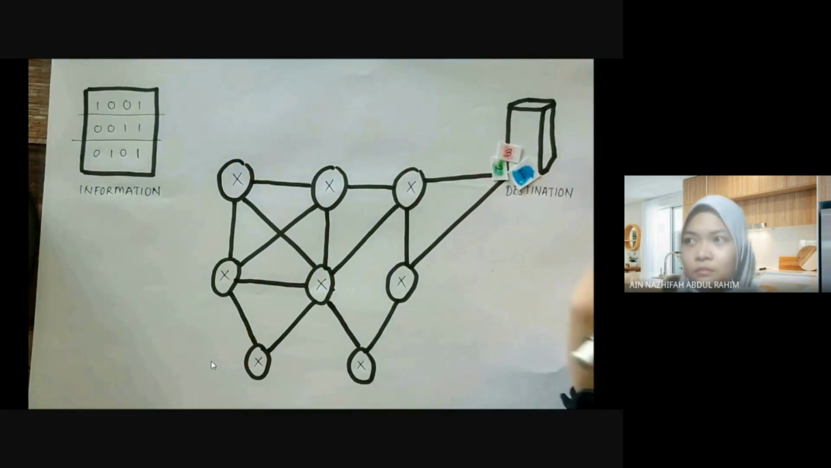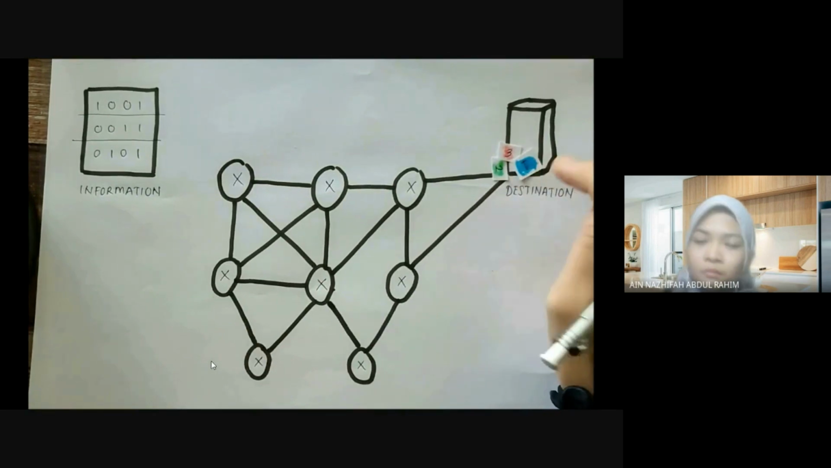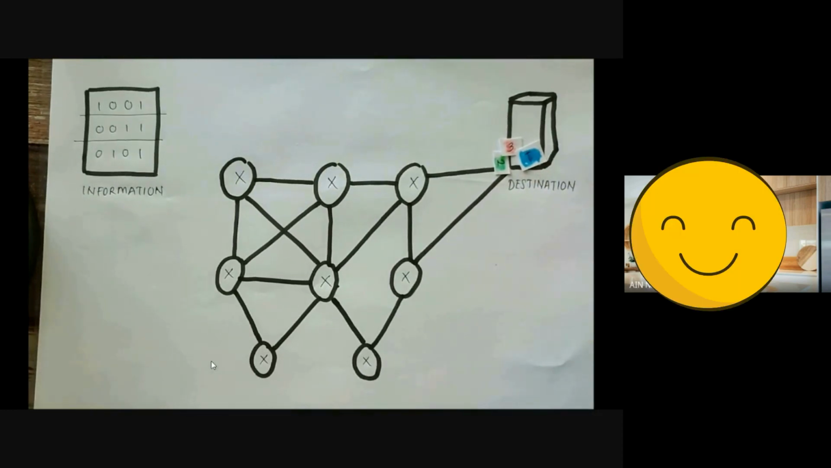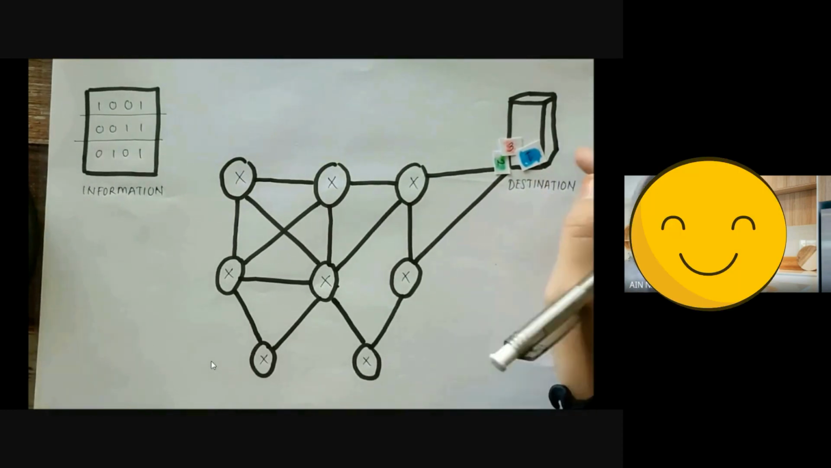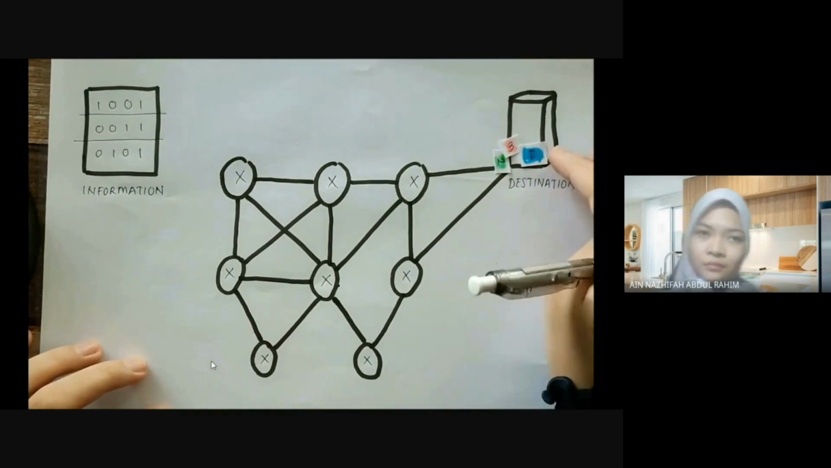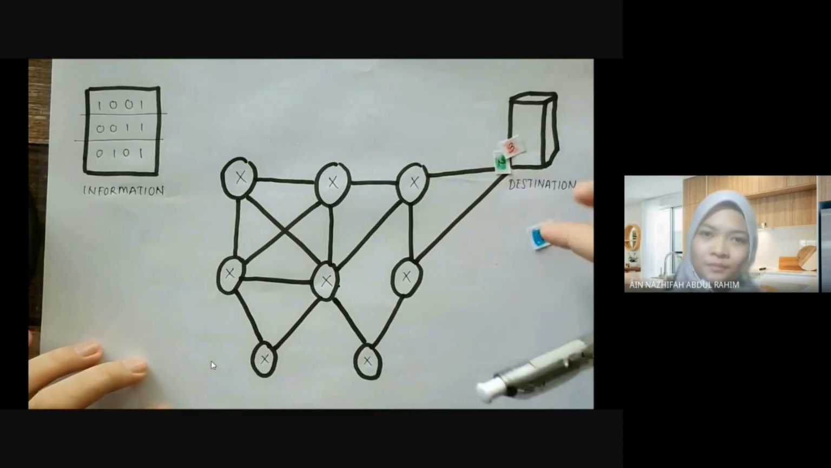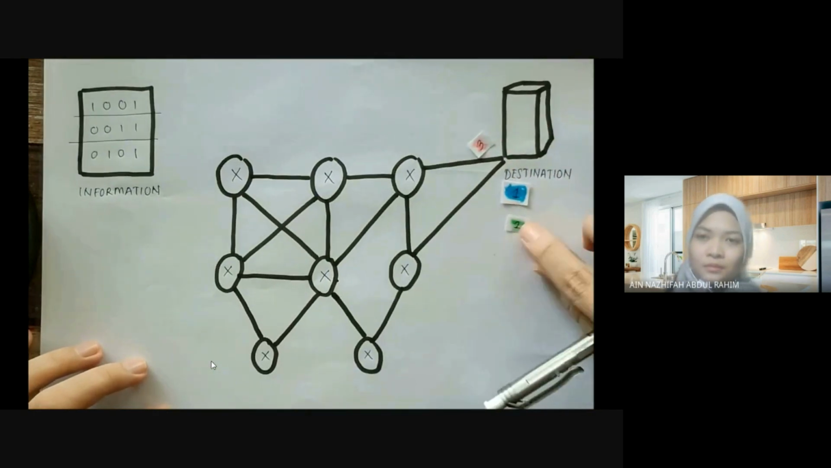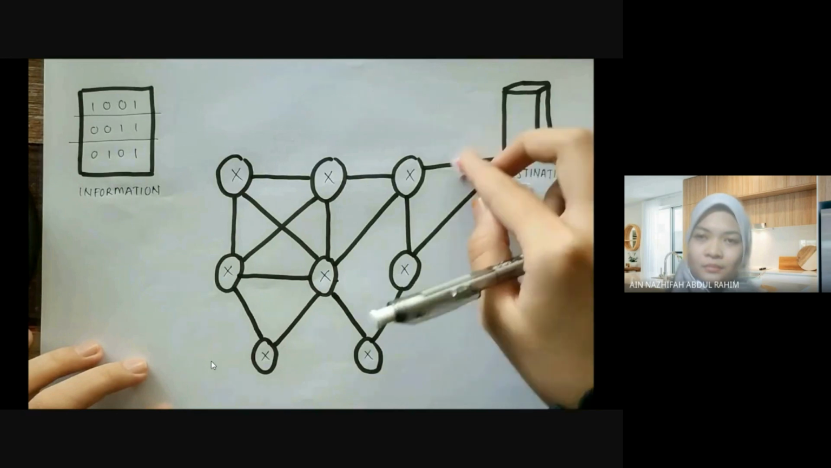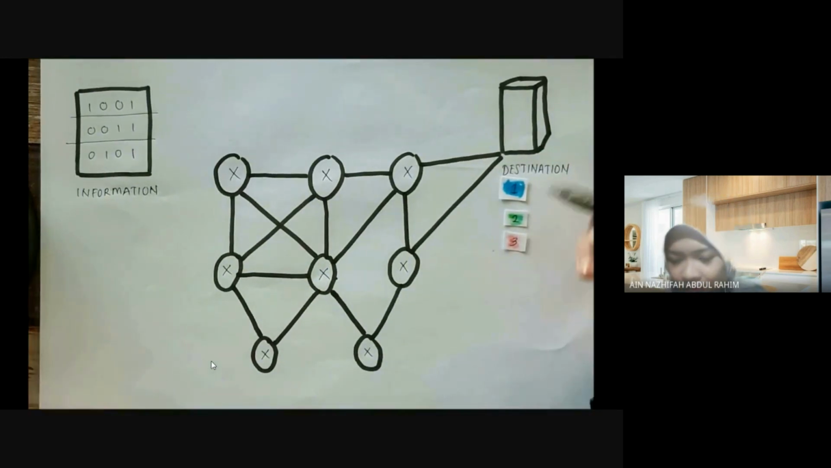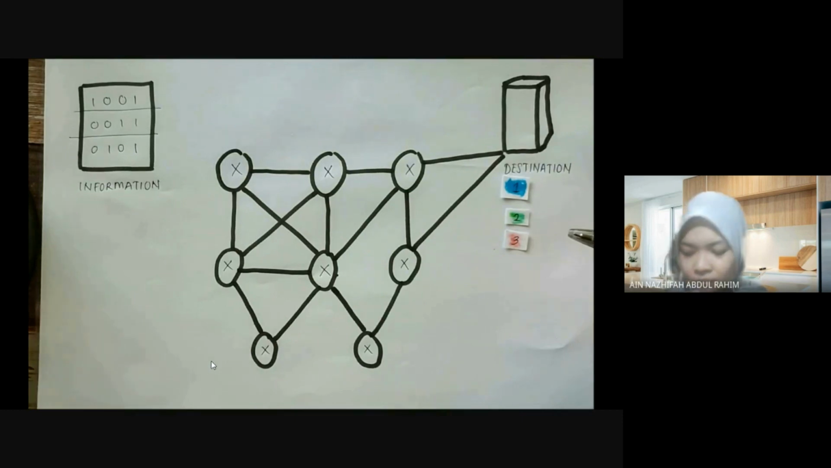Even though they are going through different routes, they can still arrive at your computer or their destination. But they might not be in order when they arrive. So the assembling instruction contained in the data packet will rearrange the data, and that's why your computer can read my information correctly.